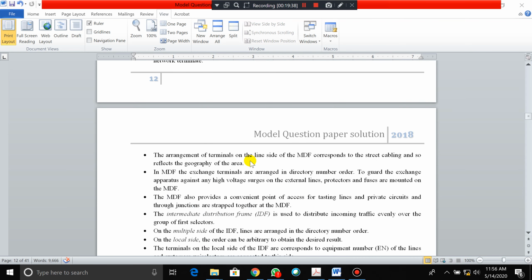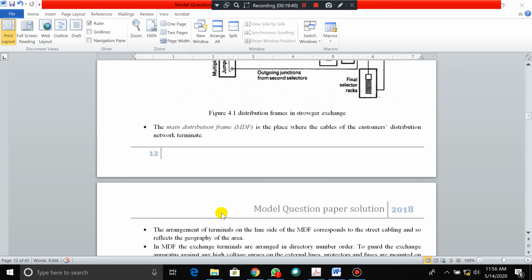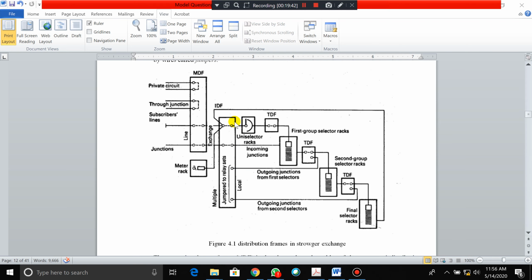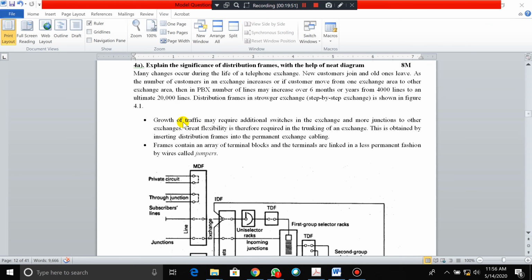So here we have to explain each one of the blocks, whether it is the main distribution frame, intermediate frame, or trunk distribution frame. How are they interconnected, and what role are they going to play? And a very important word is jumper.